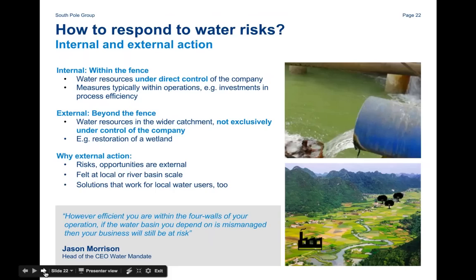And why is external action becoming more important? The water pollution, poor governance, or inadequate public infrastructure: this is not only a risk that affects one single company, but no water means reduced production for the company and for local farmers. It means damaged habitat and ecosystem. It means also health problems for local communities. So the impact is really felt at the local basin. And therefore, IUCN, WWF, and many institutions believe that successful risk management should be based on solutions that also work for the local water users.